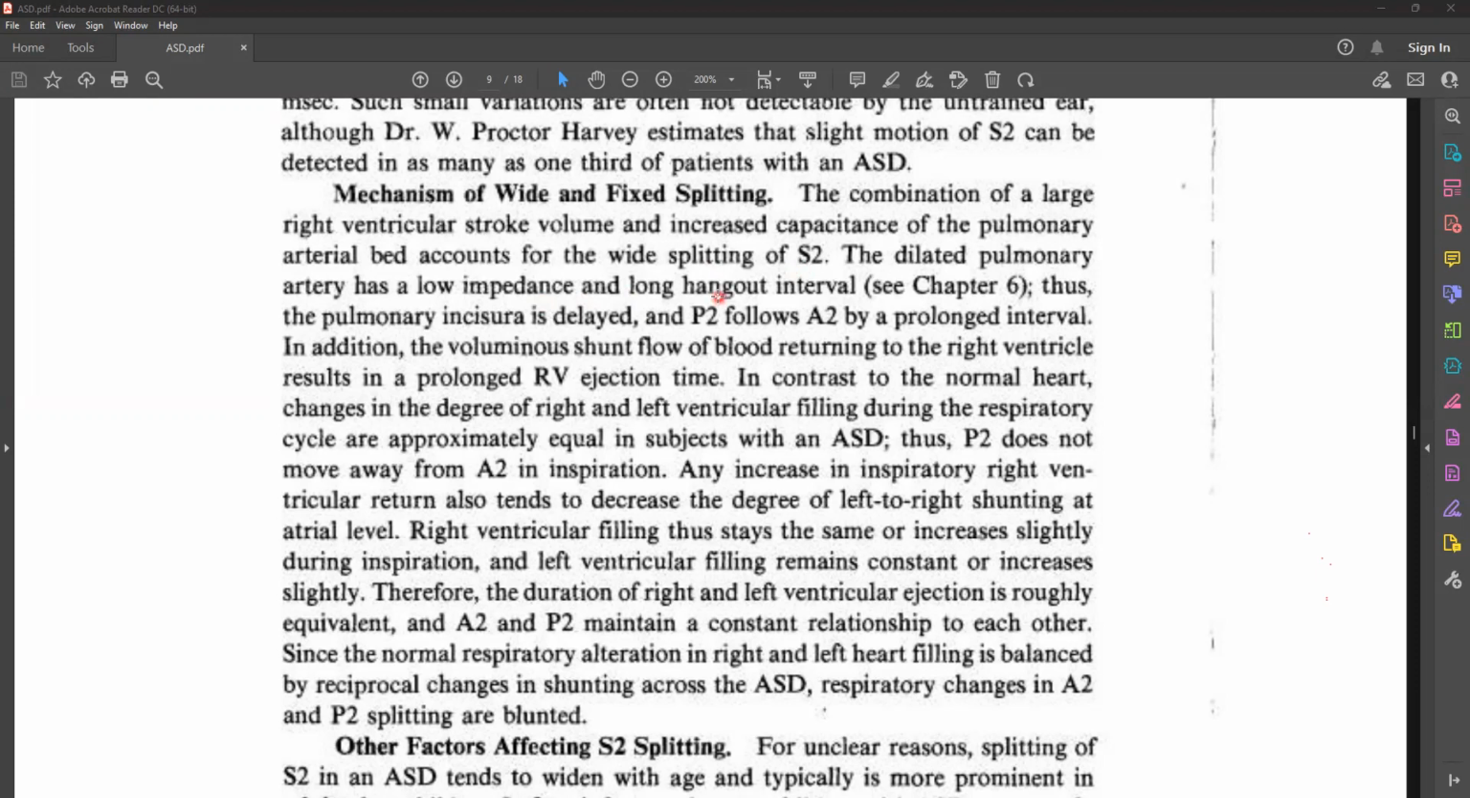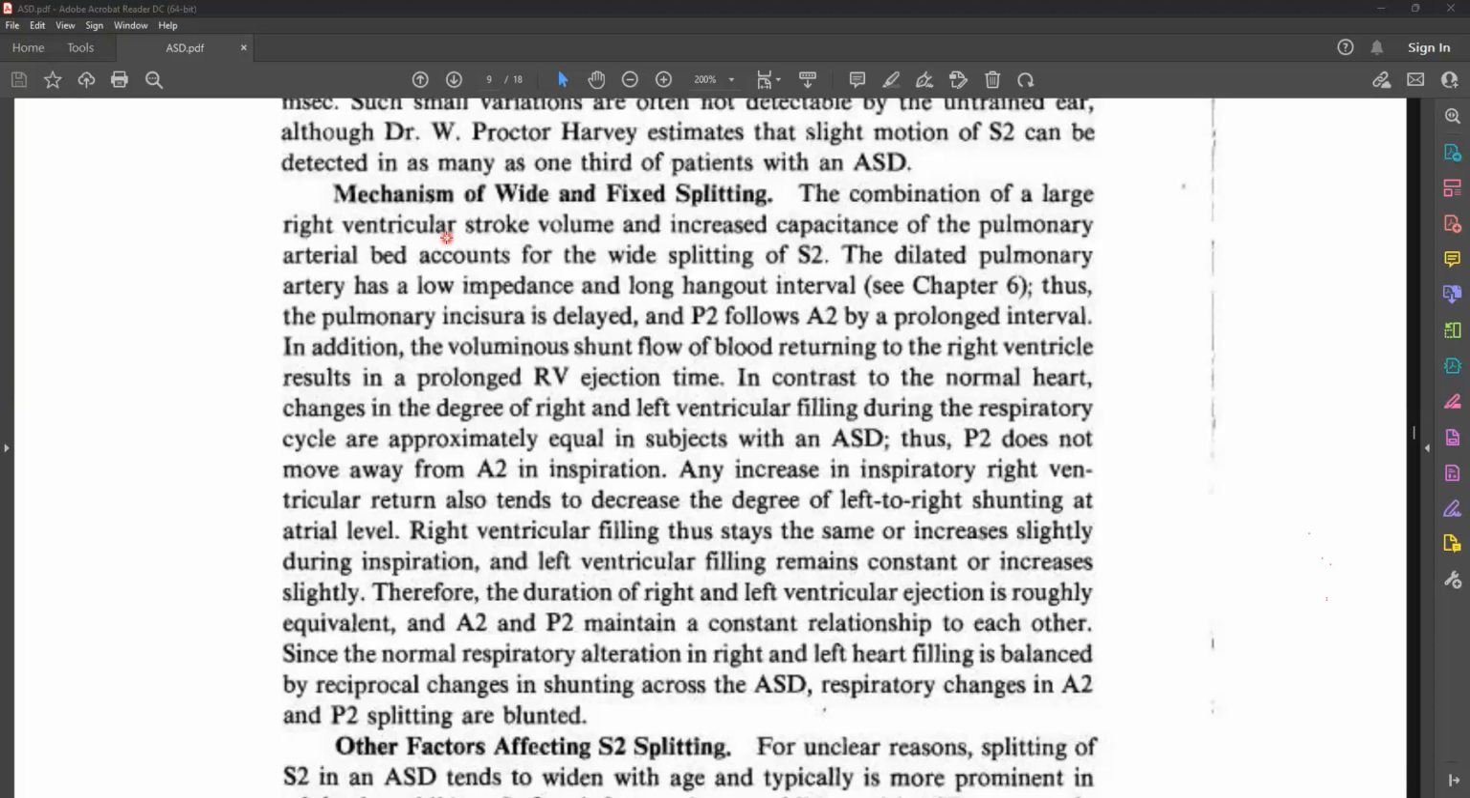You may ask, what is the hangout interval? Normally, let's say the pulmonary artery has a normal impedance. Right ventricular emptying occurs. You know that the right ventricular pressure will keep coming down during contraction of the right ventricle. At a particular point, the right ventricular pressure will be less than the pulmonary arterial pressure. When the pulmonary bed pressure becomes more than the right ventricle, the pulmonary valve closes. That causes the P2, isn't it?